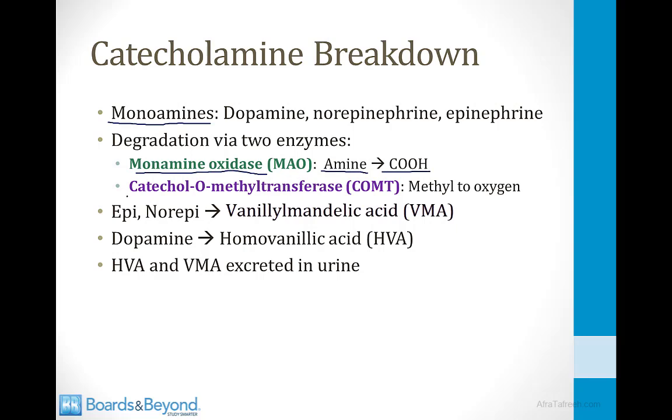And the second enzyme is called catechol O-methyltransferase, or COMT. It transfers a methyl group to one of the oxygens. Epinephrine and norepinephrine are ultimately degraded to a molecule called vanillomandylic acid, or VMA. Dopamine, on the other hand, is degraded to a molecule called homovanillic acid, or HVA, and then HVA and VMA can both be excreted in the urine. And both of these molecules have the word vanilla in their name, and that's always seemed very strange to me and made it easy for me to remember that.